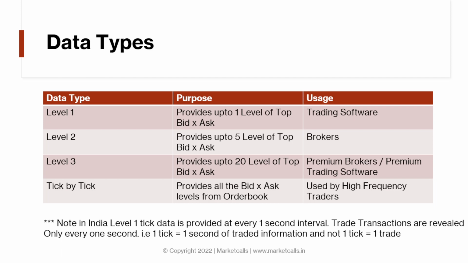As I said, in India, one tick of data is provided only at every 1 second interval. The true ticks are not provided. Indian exchanges are still using legacy methods, so trading transactions are revealed only every 1 second. Even if 4 trades happen in that second, it will be revealed as one single consolidated trade. So in the Indian market, 1 tick equals 1 second. It's not a true bid and ask, but from an intraday perspective, that is more than enough.